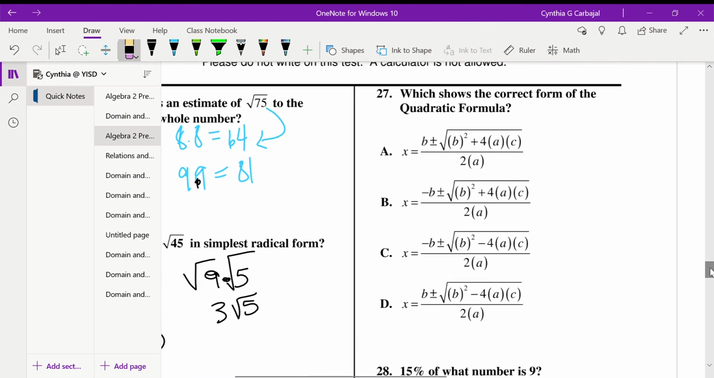Number 27, it just wants us to identify the quadratic formula. You could have just Googled this one, but it would be negative b plus or minus square root, negative 4, all over 2a. So it'd be this one. All right, next.